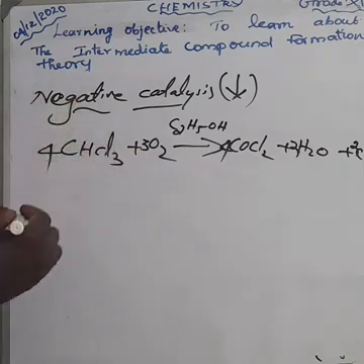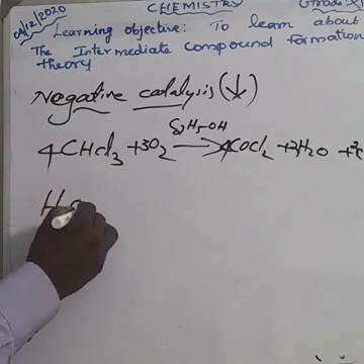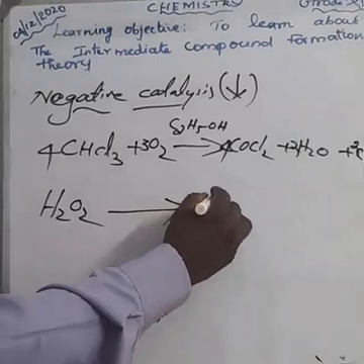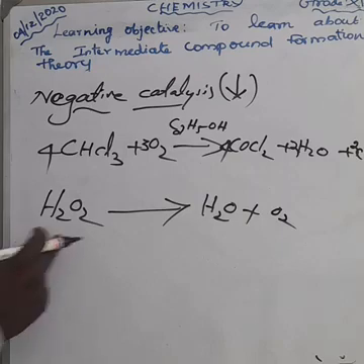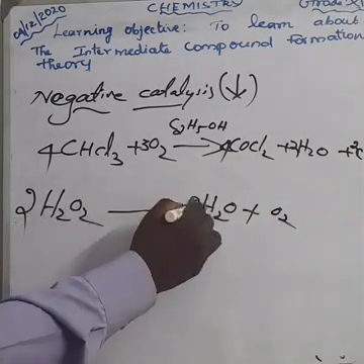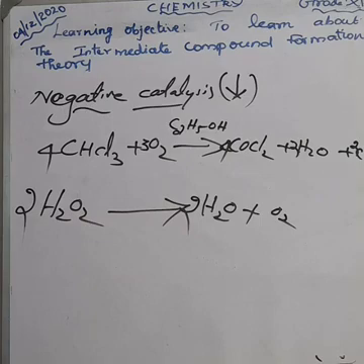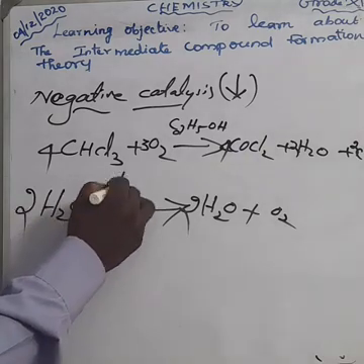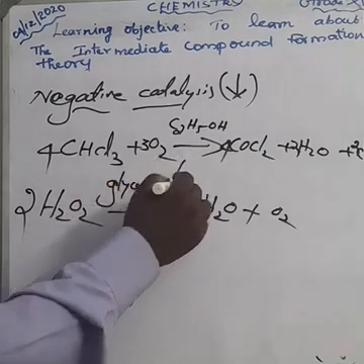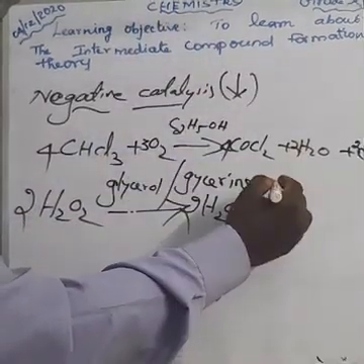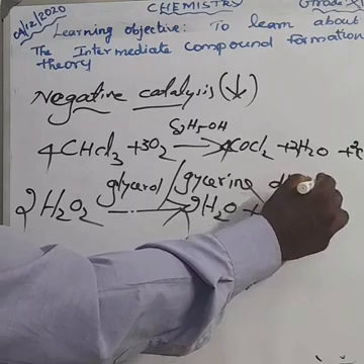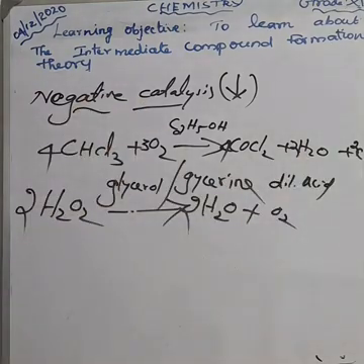And one more example. Hydrogen peroxide, H2O2, on decomposition forms water and oxygen. We have to balance the equation: make it 2 here, 2 here. Now the equation is balanced. For this reaction, to decrease the rate of the reaction we add glycerol or glycerine, and also dilute acid. These are all about negative catalysis.